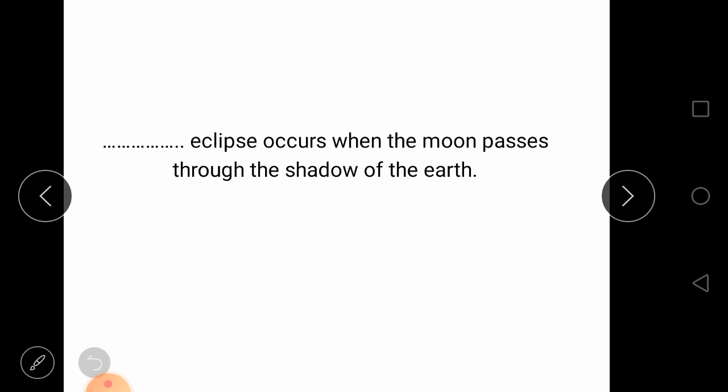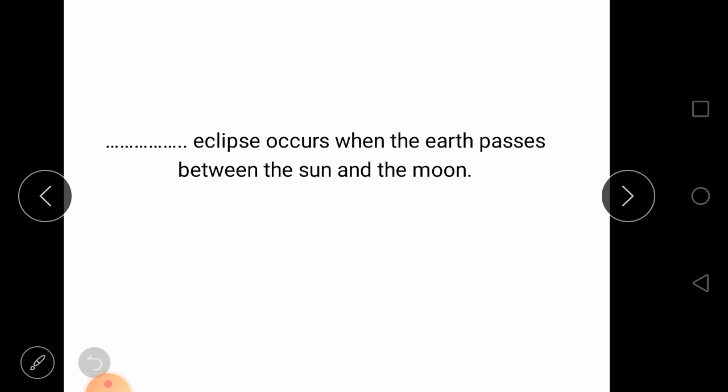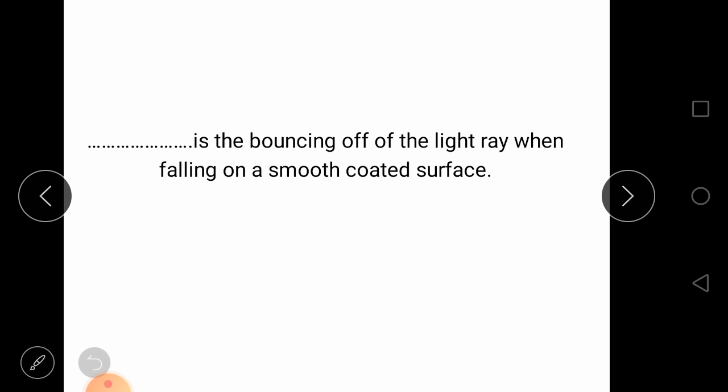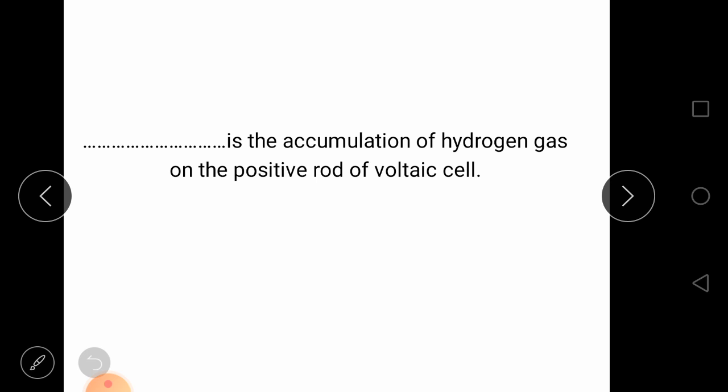Which eclipse occurs when the moon passes through the shadow of the earth? So the earth is between the sun and the moon. It's lunar eclipse. The eclipse in which the moon passes between the sun and the earth is solar eclipse. What is the bouncing off of the light ray when falling on a smooth coated surface? Reflection.